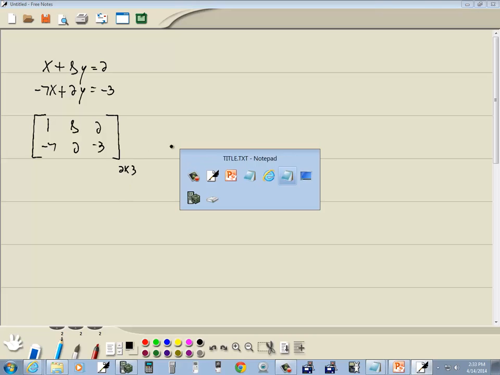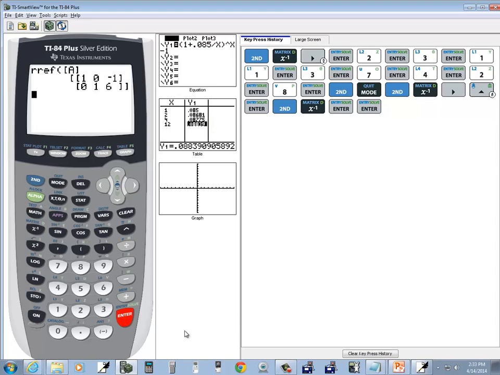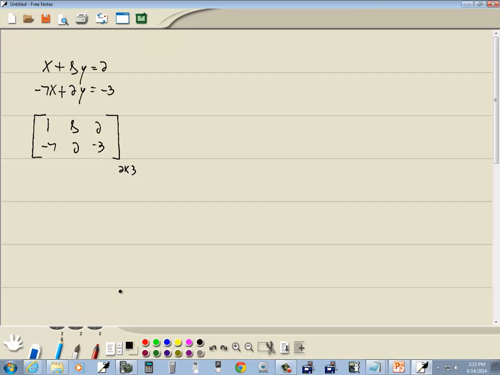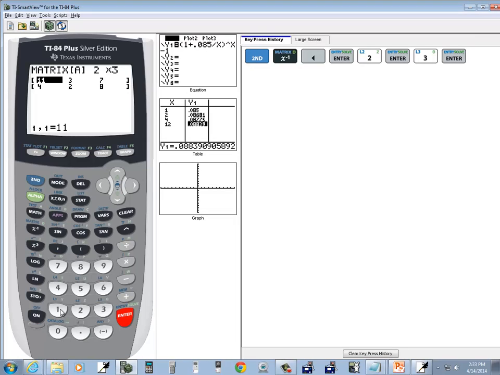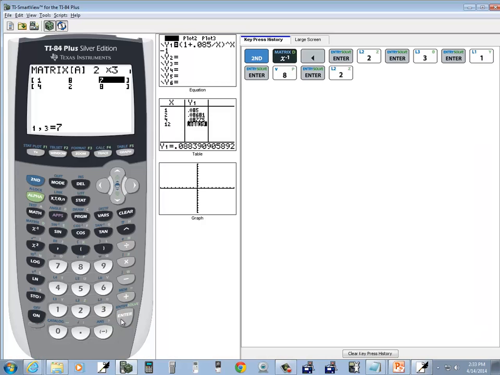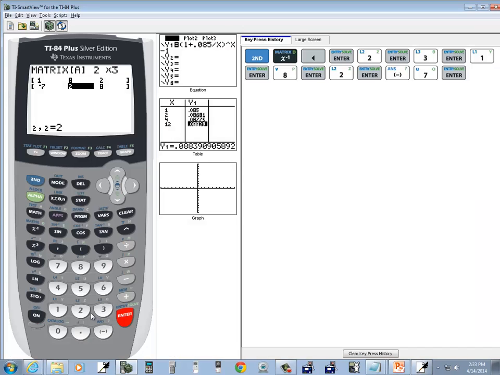So let's go enter this in. So I do second, x negative 1, then left arrow over to edit. Enter on A. It's a 2 by 3, so I do 2 enter, 3 enter. And I'll type in each number, pressing enter after each one. So 1 enter, 8 enter, 2 enter, negative 7 enter, 2 enter, negative 3 enter.